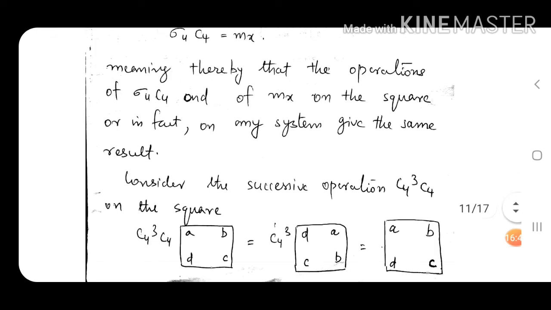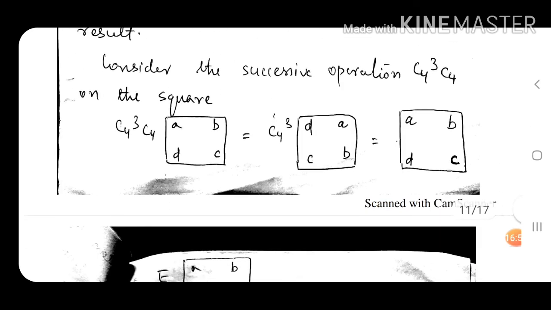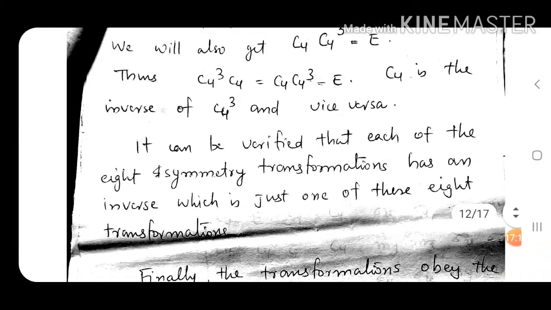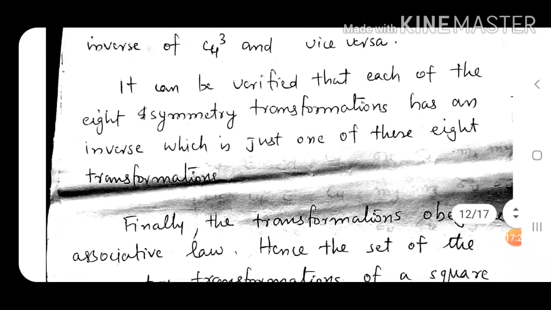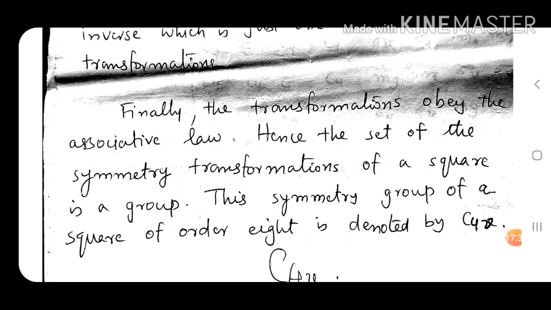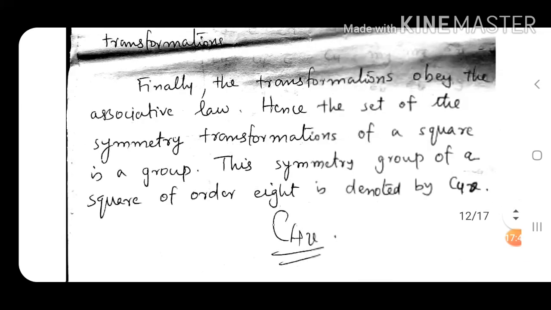And similarly, C4 cube C4: first you give C4, then C4 cube, so you get E. So C4 cube C4 is E. Also we have C4 to the power 4 equal to E. So we can say C4 is the inverse of C4 cube and vice versa. Same way, if you give successive operations, you will get an operation in the same group. So it can be verified that each of the 8 symmetry transformations has an inverse. Finally, the transformations obey the associative law. Hence, the set of symmetry transformations of a square actually forms a group. That's the most important point to us.